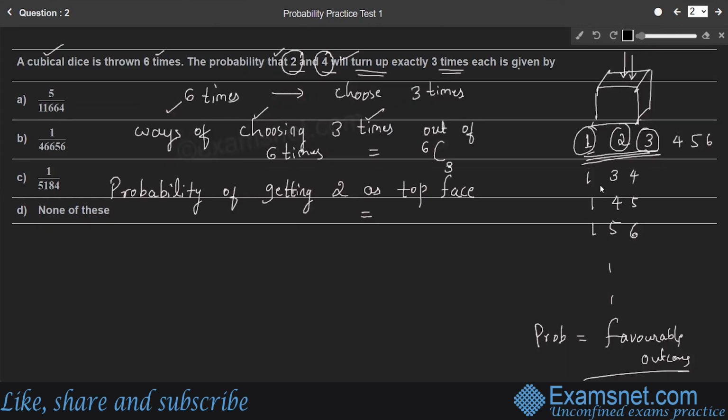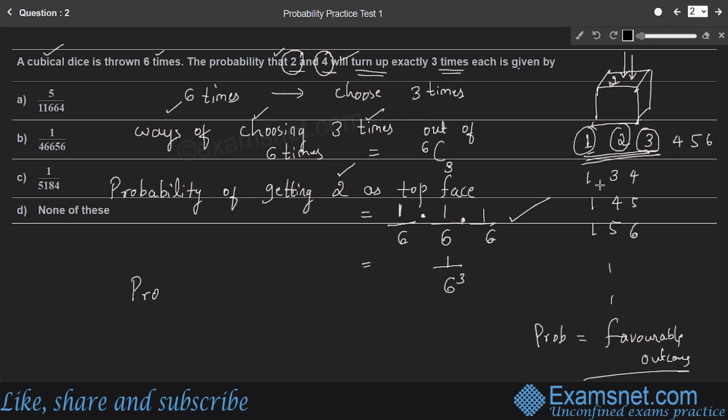So the probability of getting 2 as top face. Once the dice is thrown, one face will be 2 on top, out of 6 faces, so it is 1 by 6. Another time if it is thrown, again if we get 2 as top face, it becomes 1 by 6 into 1 by 6. These are the 3 times we are getting 2 as top face. Therefore, the total probability of getting 2 as top face is 1 by 6 raised to 3.